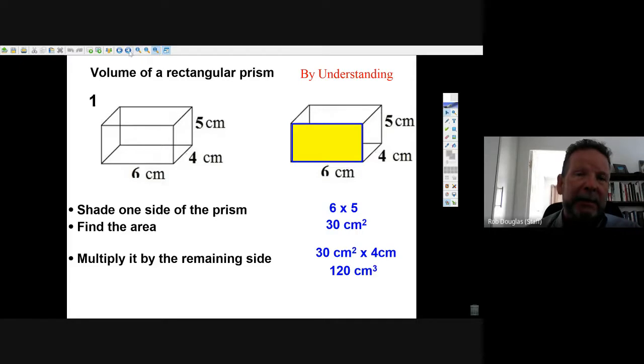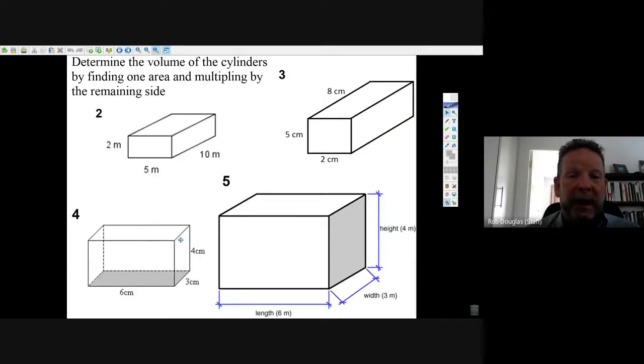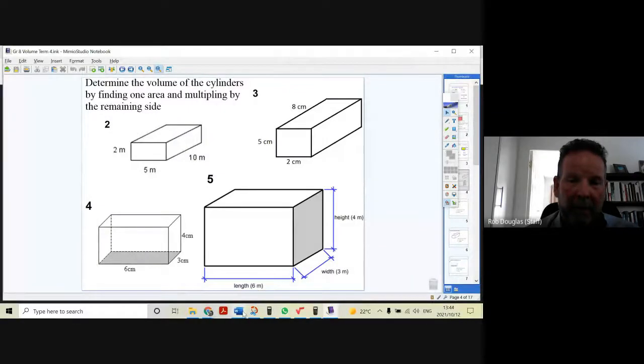So these next 4 questions, I want you to do the same way. Find the area of one side, it doesn't matter which side, and then multiply by the other side, the remaining side. And that'll give you how many cubic centimeters or meters, cubic units, are in the question. Okay, hope that helps.